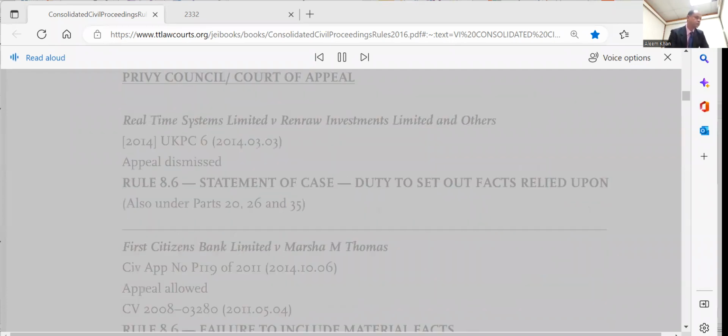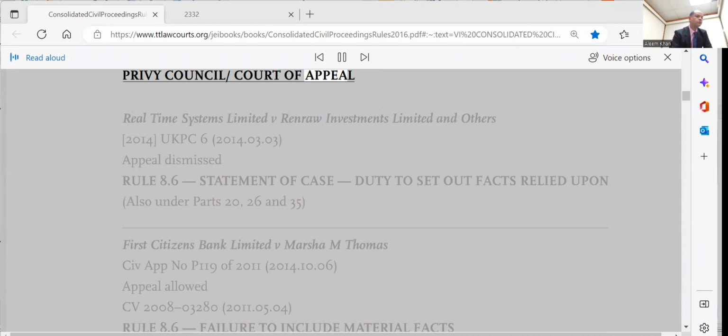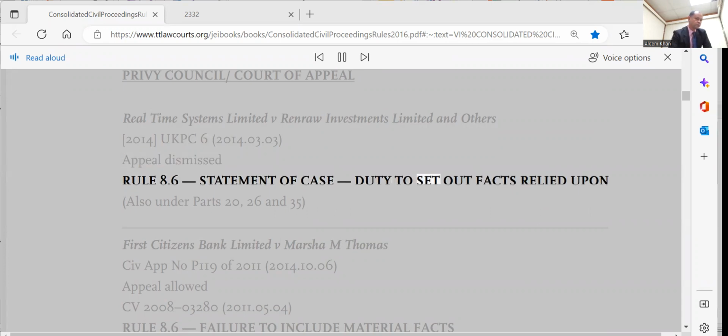2014 Privy Council/Court of Appeal. Real-Time Systems Limited v. Renraw Investments Limited and others, 2014 UKPC 6, March 3, 2014. Appeal dismissed. Rule 8.6, Statement of Case, Duty to set out facts relied upon, also under Parts 20, 26, and 35.